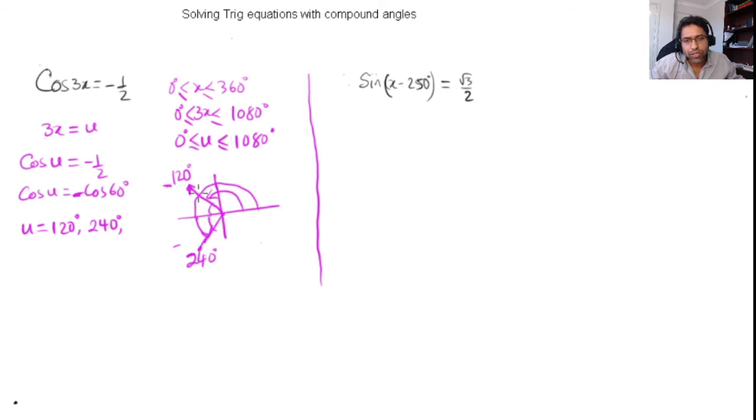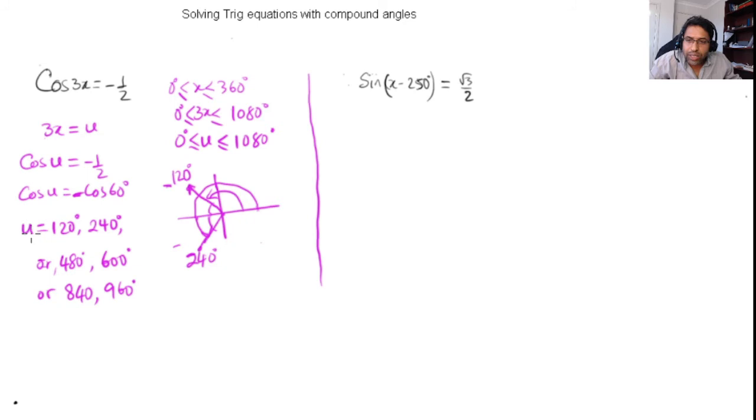If you go over 3 times, the second cycle will be 360 plus 120, which is 480, and 360 plus 240, which is 600. For the third cycle, 720 plus 120 is 840, and 720 plus 240 is 960.